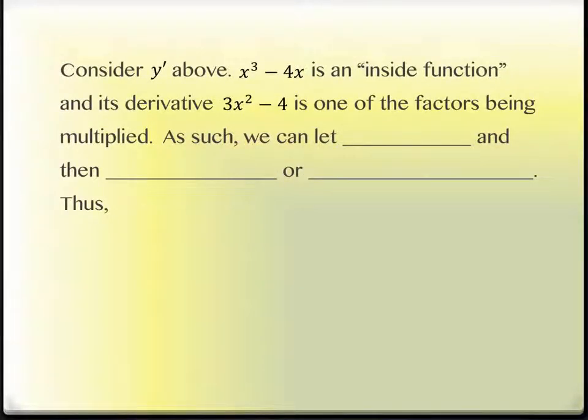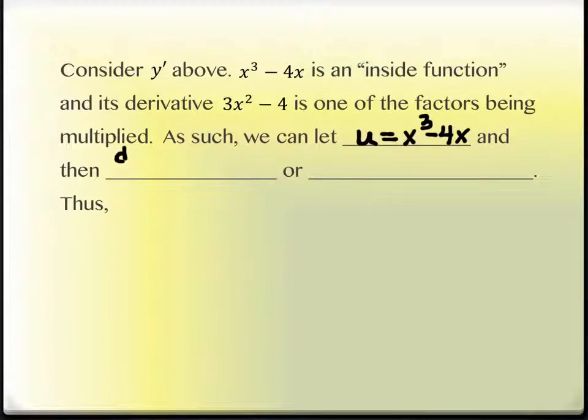This x cubed minus 4x, the inside function, its derivative, 3x squared minus 4, is one of the factors being multiplied. So what we're able to do is something called u substitution. So we let u equal the inside function, x cubed minus 4x. And then we take the derivative. So I'm going to use a notation that we don't use very often, but I need to use it for what we're doing today. We usually like to do primes, right? Everybody likes primes, y prime.